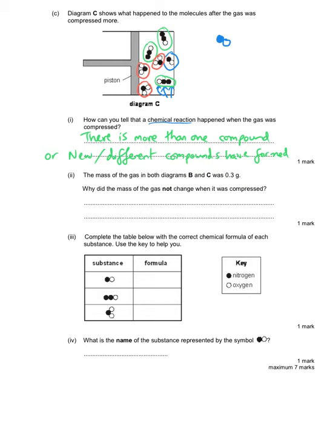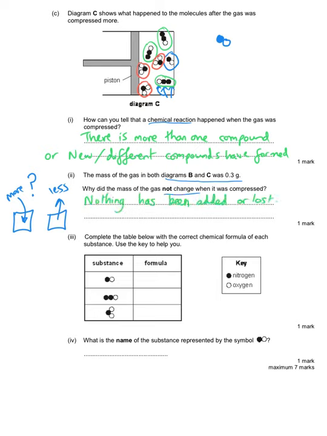The mass of the gas in both diagrams B and diagram C was 0.3 grams. Why did the mass of the gas not change when it was compressed? Now, you could almost turn this on its head and think, why would it change? And the only reason that a mass would change is if you had a container and more stuff was added to it, or we had a container and stuff left. Now, unless that's happening, the mass won't change. And that's the answer to this question, that the atoms have not been gained or lost, and so it can't possibly have changed. Or you could just simply say that we've got the same number of atoms.